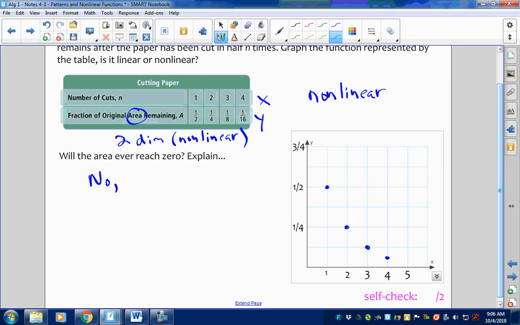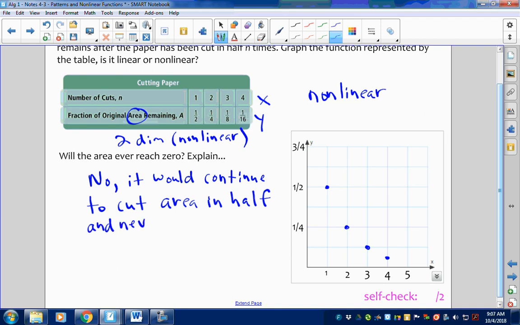What do you mean you'll never get it in the cup? Well, I will, but theoretically, I could never get it there if I only hit the golf ball halfway to the hole each time. It's just like with this area. It's half of what's left. Keep going halfway, you would never get there. So no, it would continue to cut in half and never reach zero.